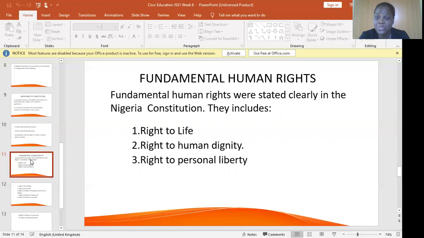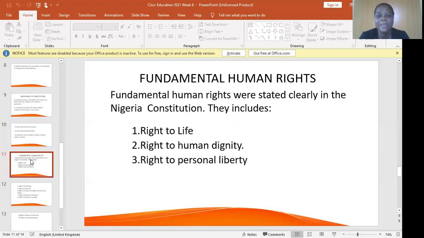If you do, you will be killed. That's why they said, do not kill. Even in the Christian way, there is this part of the Ten Commandments that says, do not kill. And the government as well adopted that every citizen has the right to live their life, to be alive in the country. Right to human dignity.